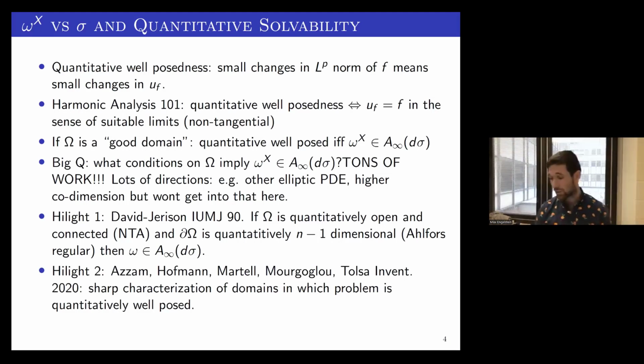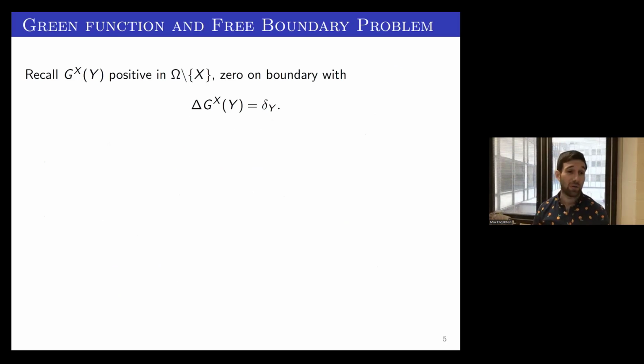And then another highlight is a little bit more recent work of Jonas, Steve, Chema, Mihalis, and Chalvi, which was published recently in Inventiones, gave sharp characterizations of the domains in which the Dirichlet problem is quantitatively well posed. And this is beautiful work that was the culmination of a century plus of really intense harmonic analysis. And that's pretty much all I'm going to say about it, because we're actually going to go in the other direction. So let me do a little bit more review.